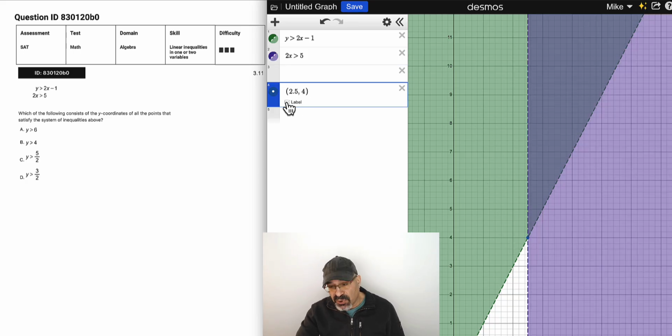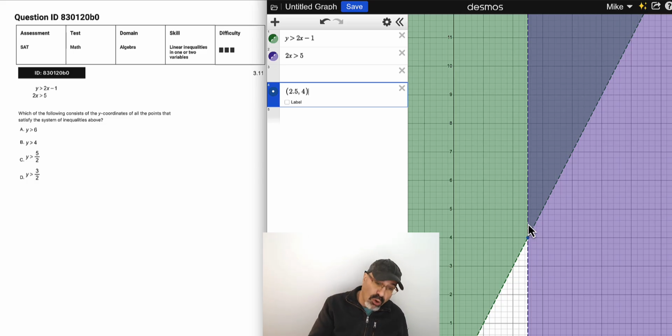That is the point of intersection between these two graphs. And we know that that point is at the bottom of this region, which means that every single point in this region has to have a y value that is greater than the y value of this point. So that means that the correct answer to this question is B. That's the one thing we know about all of the y values of all of the points that satisfy both of these inequalities simultaneously.